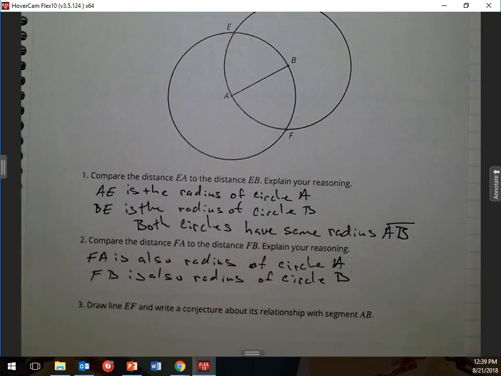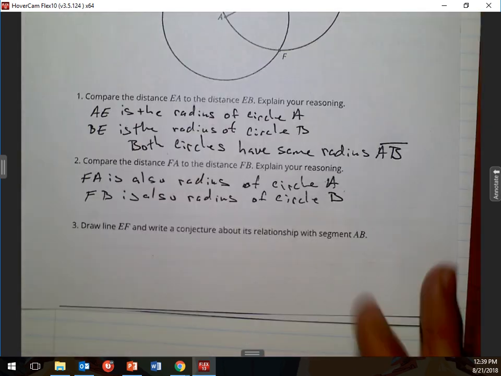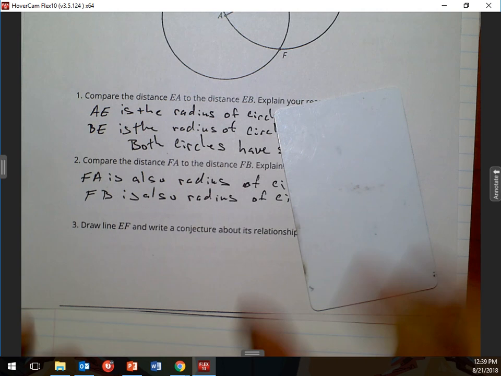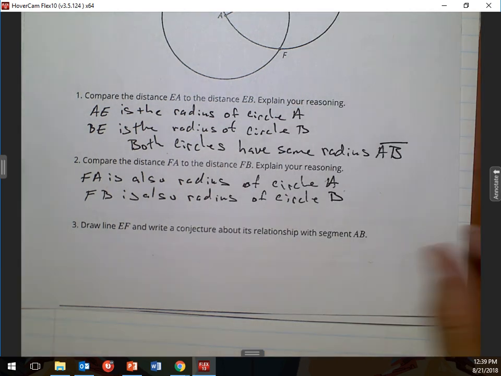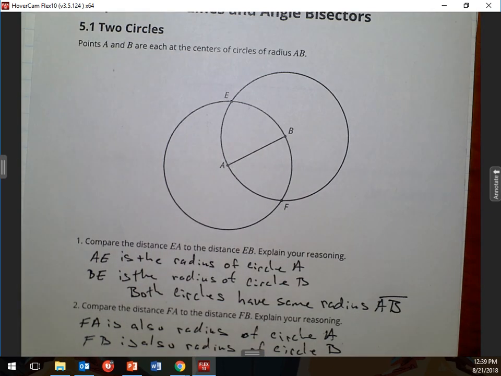Now the next part says right here, draw line EF and write a conjecture about its relationship to segment AB. Since you guys, what are we using for our straight edge right now? ID. So pull that ID out, and you are going to draw line EF. I'm going to give you 1 minute. So draw line EF and make a conjecture. Say something about this. What do you know about that line?